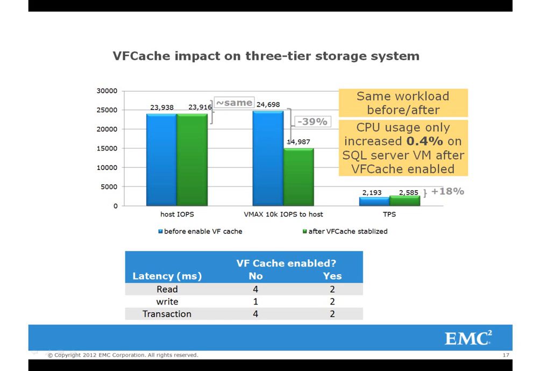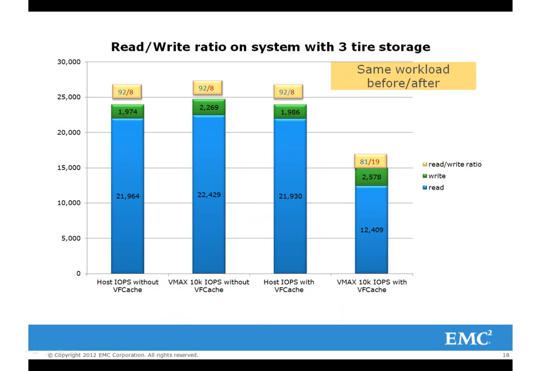The CPU usage only increased 0.4% after VFCache is enabled. This indicates that VFCache has minimal impact to the SQL Server resource. Read-write ratio on the host was very consistent before and after VFCache was enabled. However, the read-write ratio on the VMAX 10K changed to close to 80-20 because VFCache offloaded a large portion of read I/O from the storage backend.